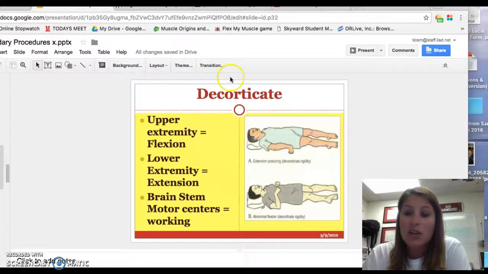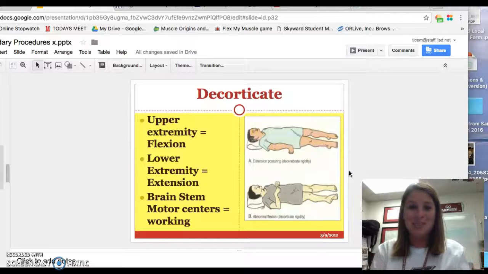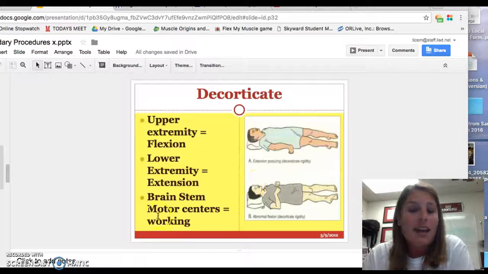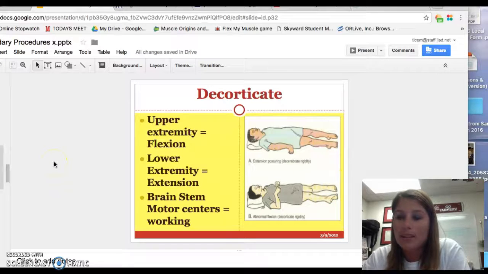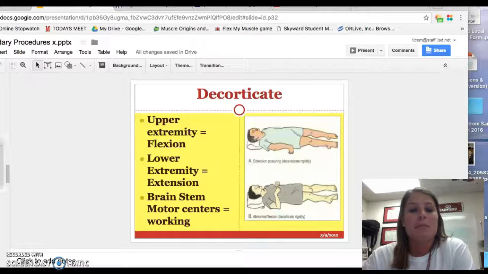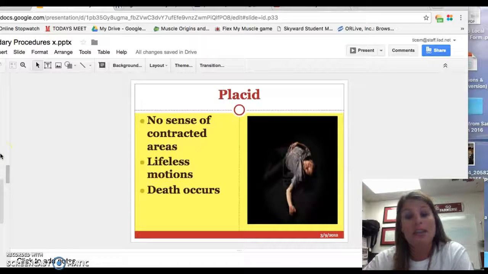The next one, decorticate, is similar in the fact that we still have extension in our lower body, but the arms actually come up into flexion. This is just depending on what part of the body is injured, what part of that brainstem or spinal cord is injured. The very last one that we have is flaccid. That's lifeless, motionless, limp, and this is going to be an indication that the person has already passed.